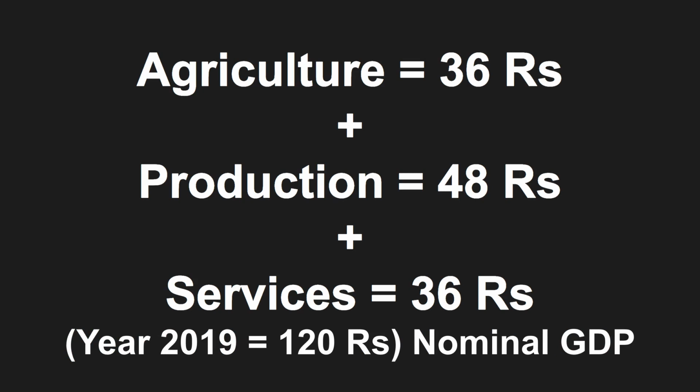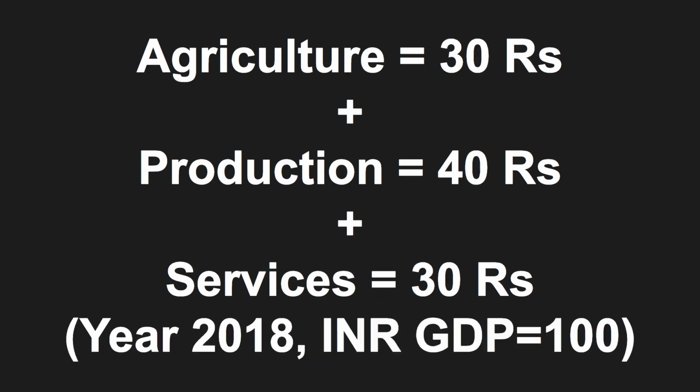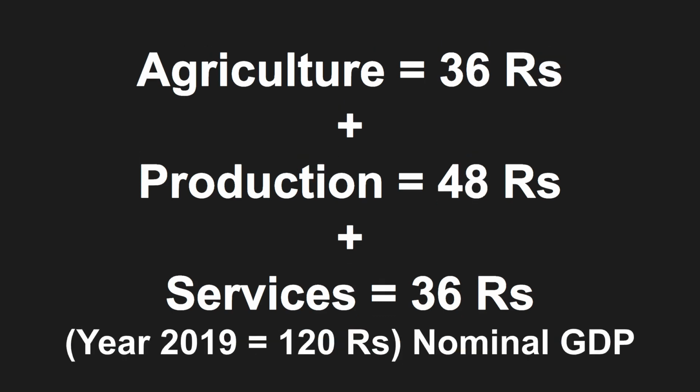Okay, then the guy who did production, whatever he basically got from agriculture, he got 48 rupees, right? Just for ease in the example, I have increased it by 20%. So 36, 48, and he has given services worth 36 rupees. Well, what is the GDP in March 2019? So March 2019 will be the GDP of the sum of 36, 48, 36, 120 rupees.